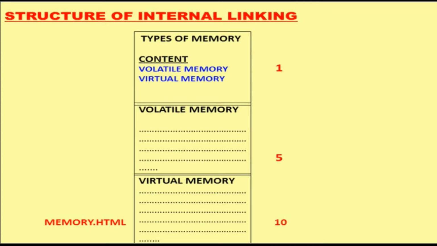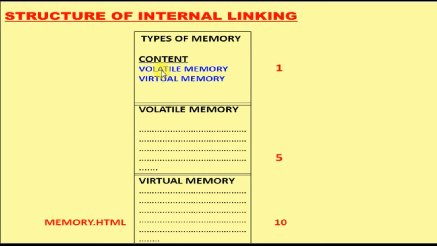This is a single document, a single file, and the name is memory.html. In this file you can see there are a total of 10 pages. The first page is the home page, you know. In the first page you can see there are two links, volatile memory and virtual memory. This is the fifth page, volatile memory, and this is the 10th page, virtual memory.